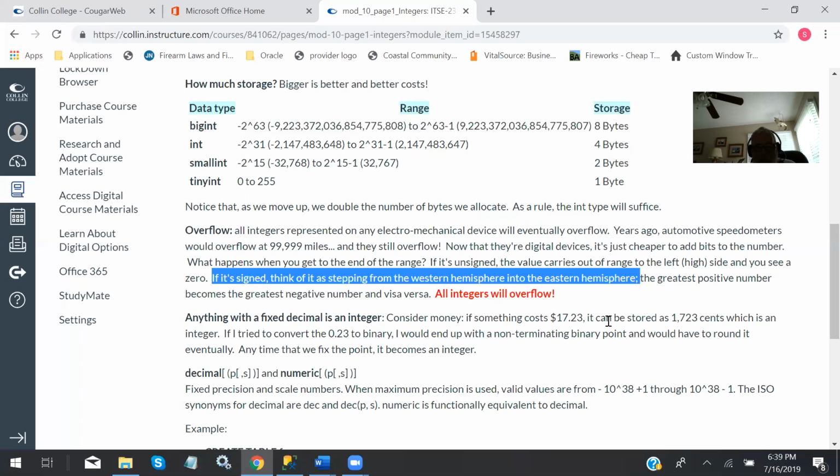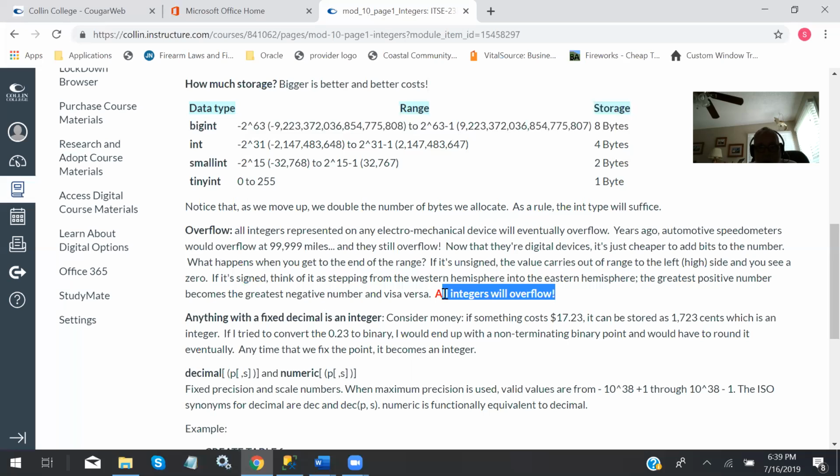So the greatest positive number is one number away from the greatest negative number. If you go bigger and bigger and bigger, and you finally add 1 to it, you will end up with a big negative number when it overflows. Nonetheless, it is fairly easily detected. All integers will overflow.